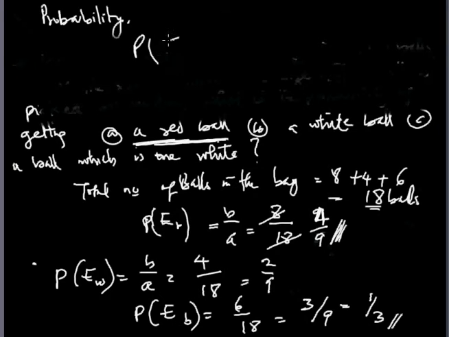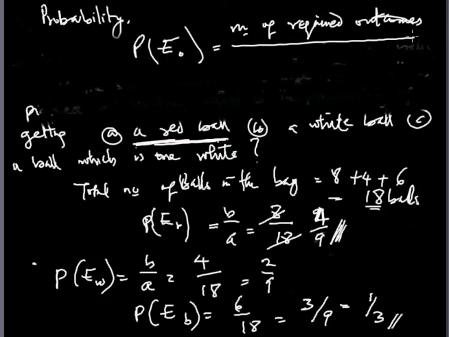Probability of an event outcome is going to be the number of required outcomes in question over the number of possible outcomes, the number of outcomes that can ever be possible in that event.